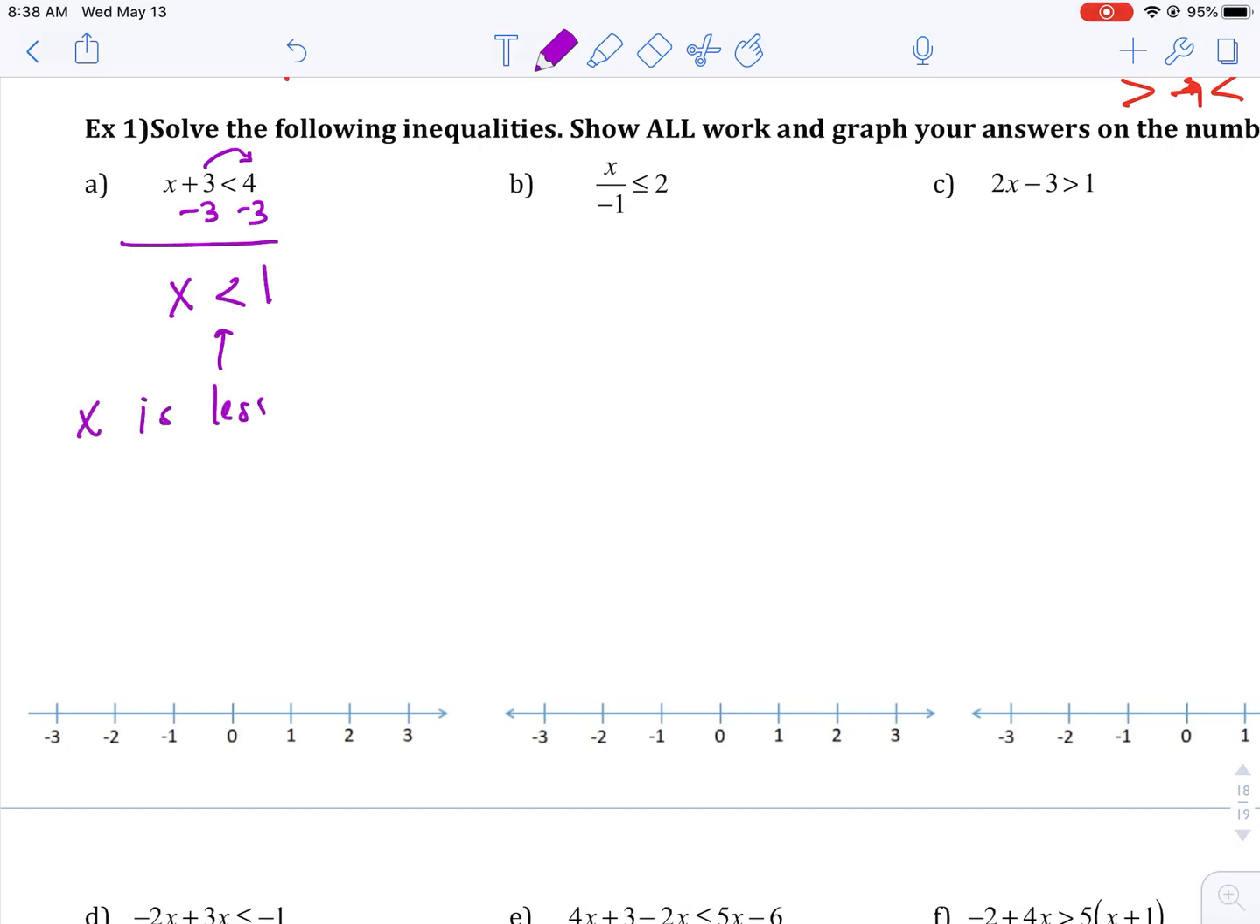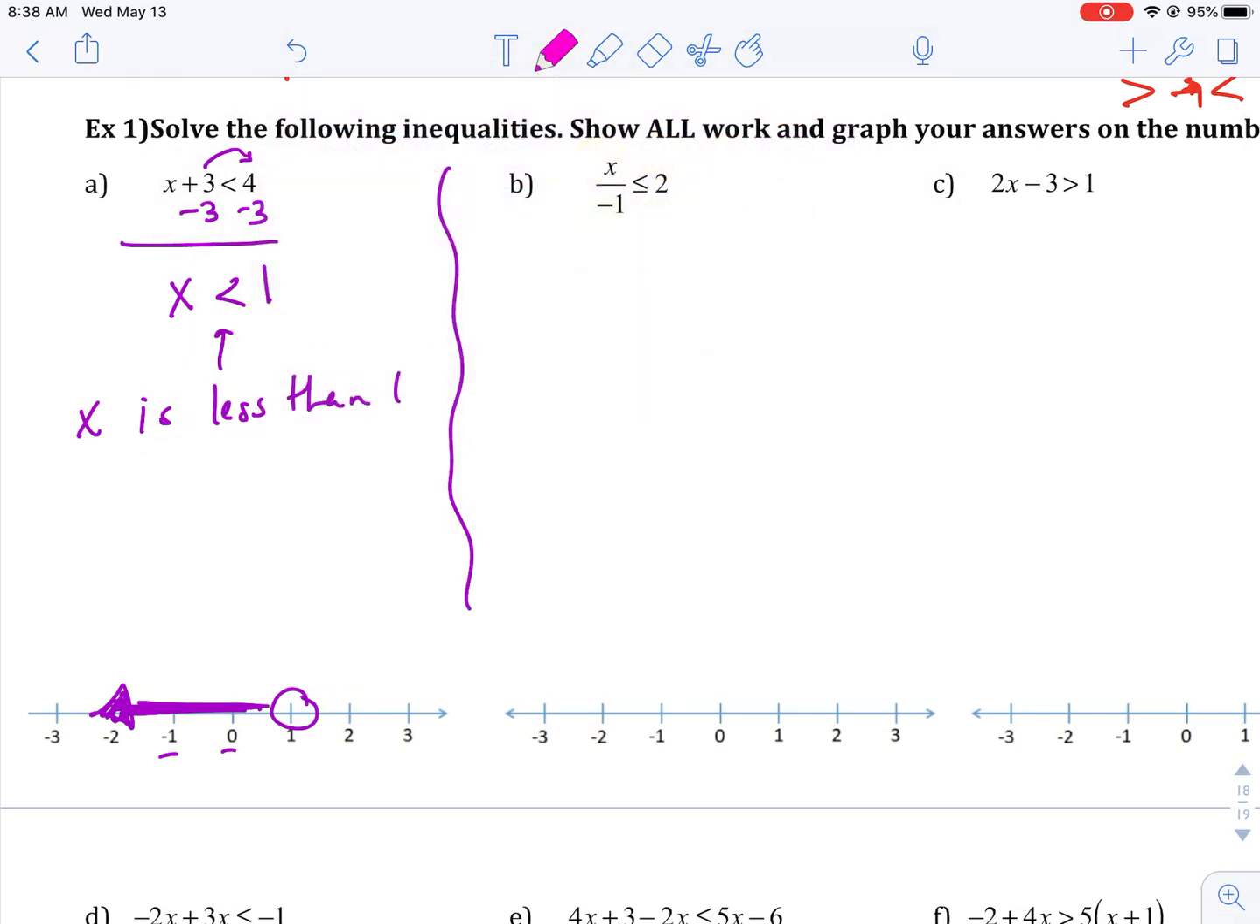I'm not including that 1 because there's no line underneath it. So if I want x is less than 1, I want all x values that are less than 1. We're going to put an open circle on 1. And less than would be numbers like 0, -1. So we're going to shade to the left. Okay, so that's pretty straightforward. That one was a pretty easy equation to solve.